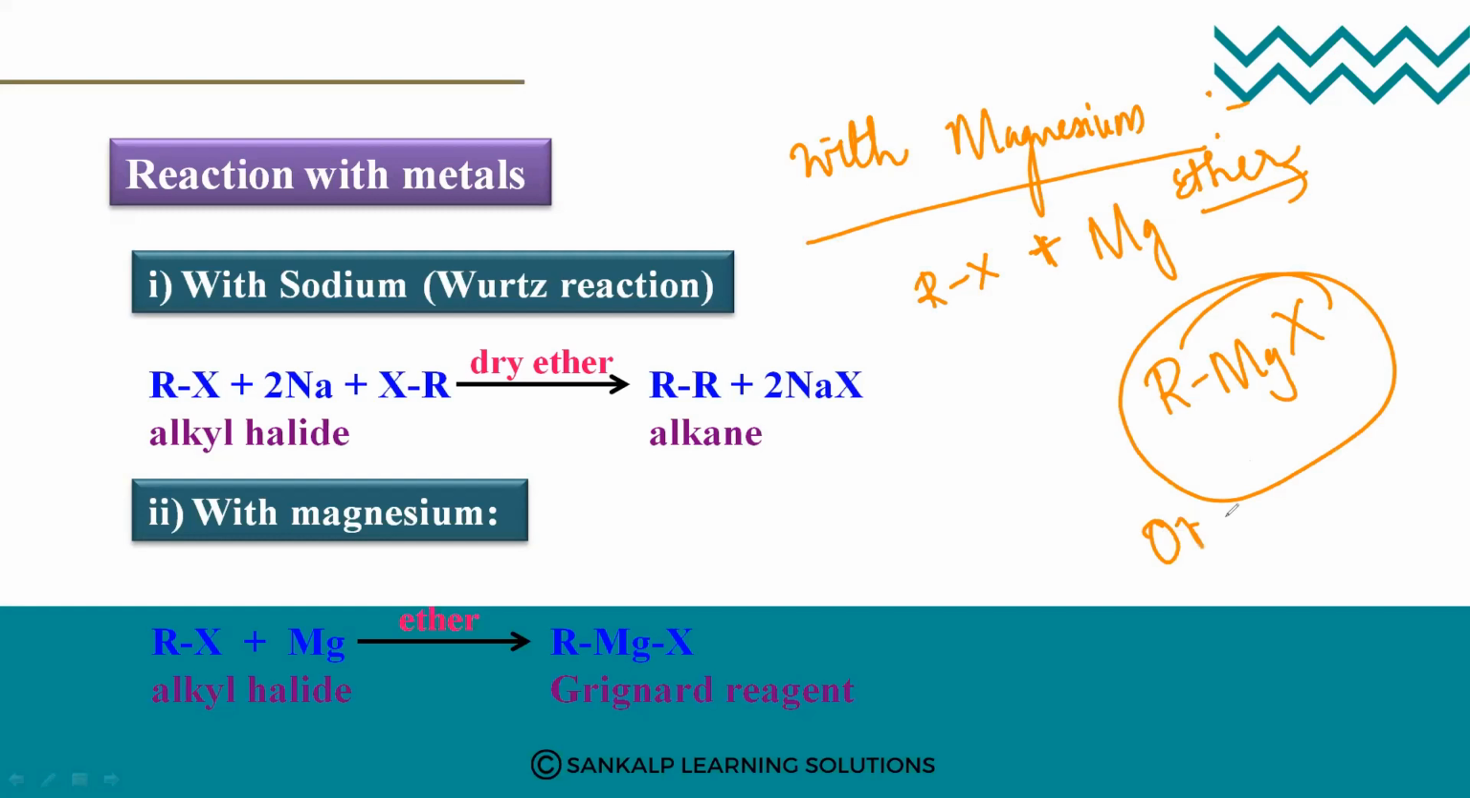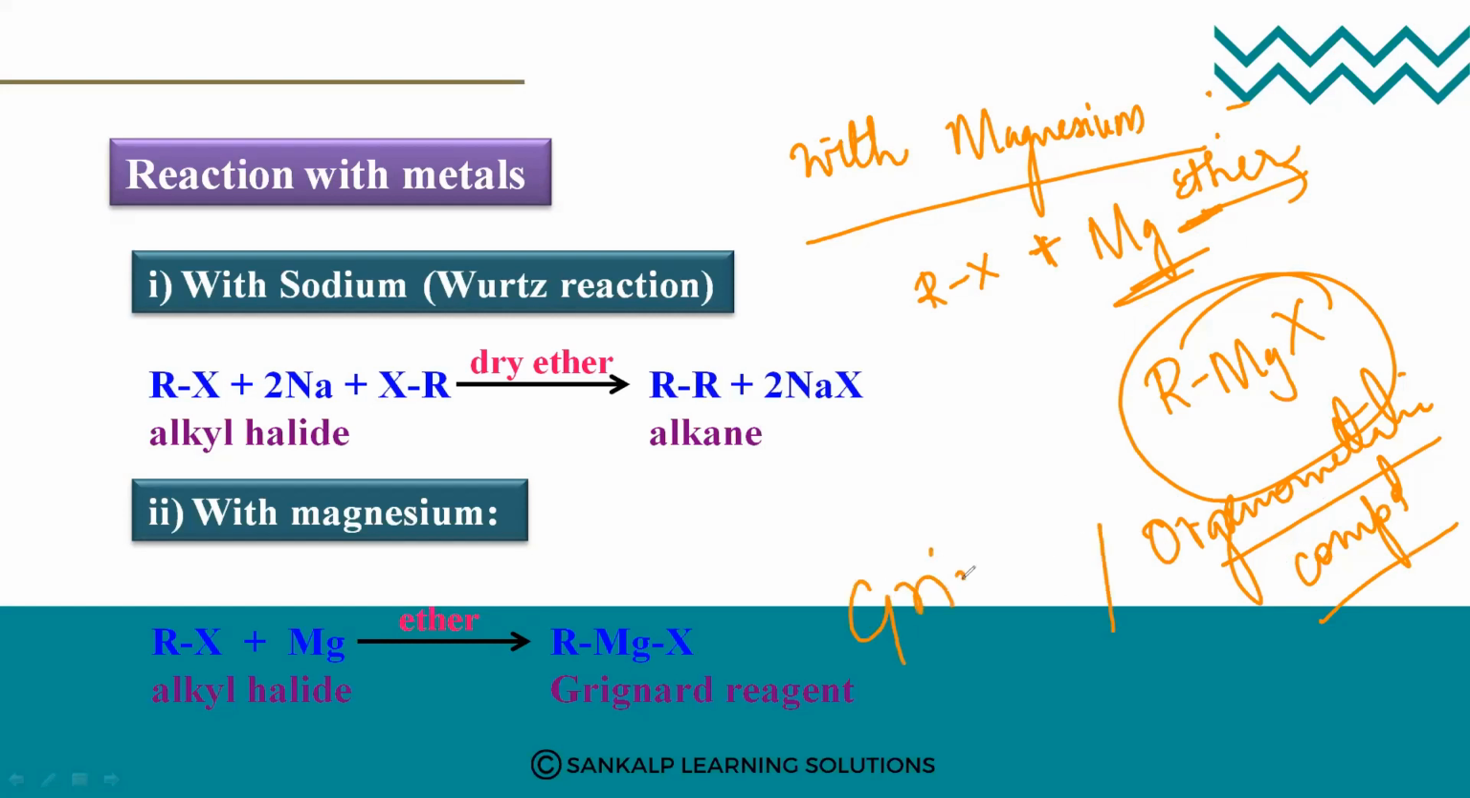This is called an organometallic compound. When alkyl halide is treated with magnesium, you know that magnesium is a metal. When you treat alkyl halide with magnesium in the presence of dry ether, ether is a solvent. What will it form? It forms RMgX, and this is called an organometallic compound, or the Grignard reagent.